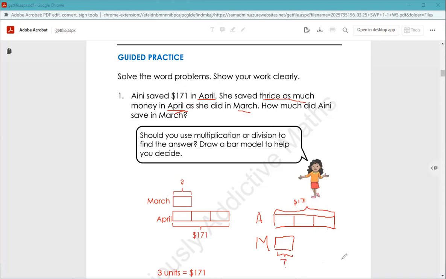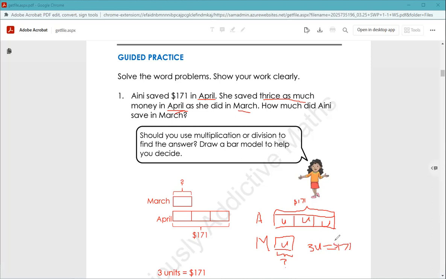Okay, now that they've drawn the bar model, you've got to do the steps. So get them to think about what is known. So we know that each of these is 1 unit, 1 unit. So now they know that 3 units equals 171.